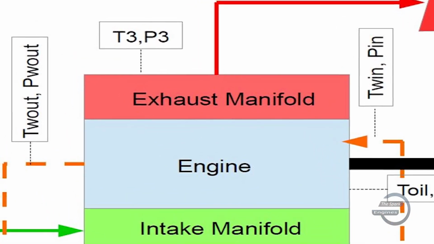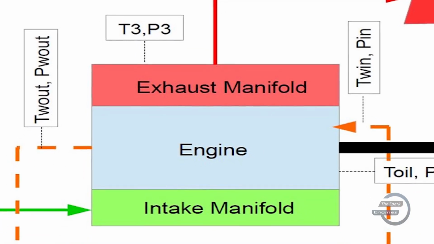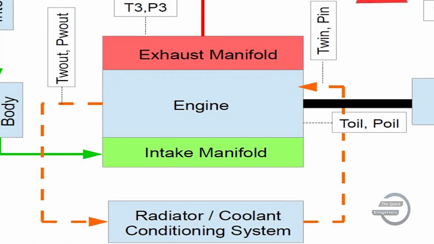After circulating within the engine, the coolant flows out of the engine towards the radiator or cooling conditioning system. Hence, TW out and PW out need to be captured right after the coolant leaves the engine. This is important because it gives an idea about the safe operation of an engine.